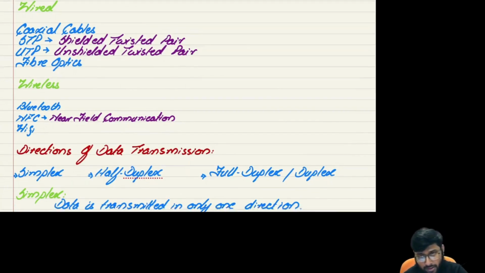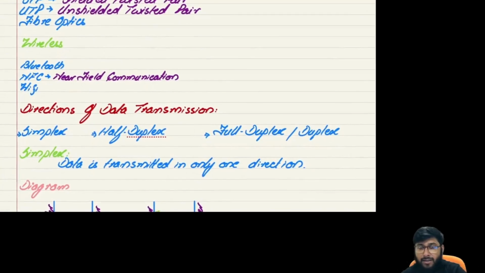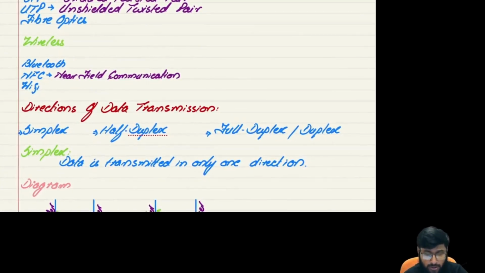Today we are going to start with data transmission, or you may say the directions of data transmission. Do remember that when it comes to the directions of data transmission, there are three directions, or you may say three methods: simplex, half duplex, and then full duplex. You may call the third one full duplex, or you may call it duplex as well. Both are the same.